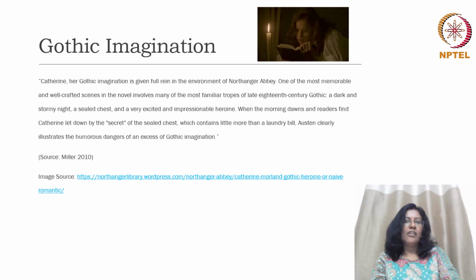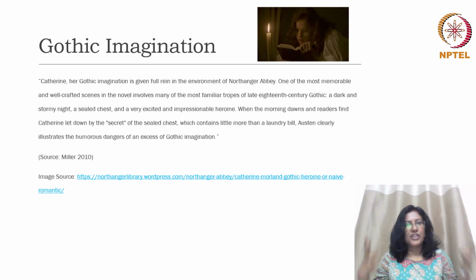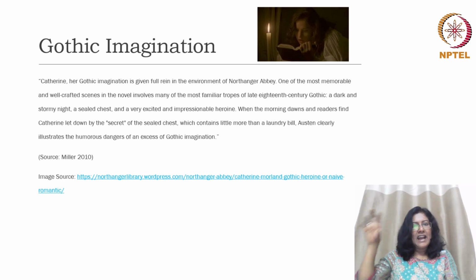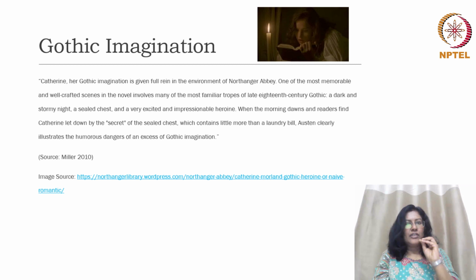of Catherine Morland, and even for the readers, perhaps, because some readers reading the novel for the first time would have anticipated some dark secrets to come to the surface when Catherine lands on that piece of parchment, and it's just a bill. So you can see how Austen takes Catherine Morland to task for her excessive imagination, and excessive imagination is a central trope of Gothic fiction.